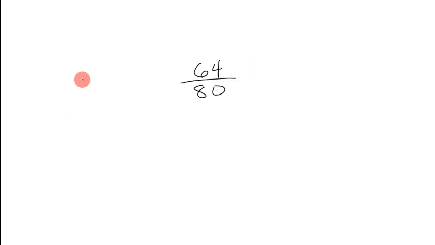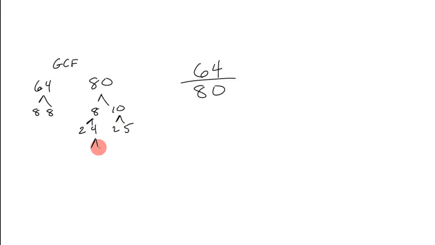Maybe what I'll do first is I'll actually find the greatest common factor. Let's take 64 and 80 and list their factors. This is 8 times 8. This is 8 times 10. So I'm actually going to do 2 times 4. Get these all out. This is going to be a little lengthy. 8 goes a long ways.